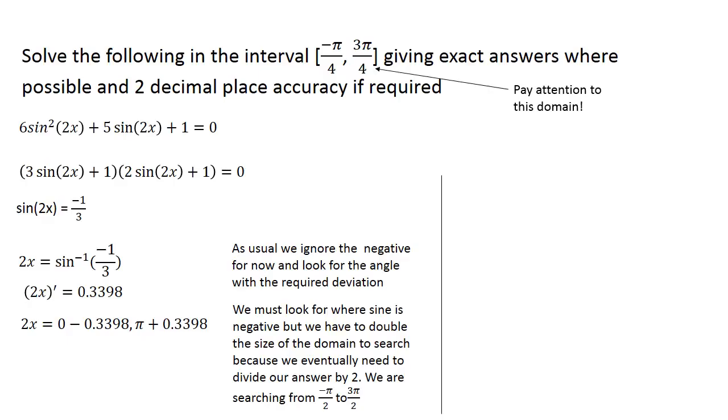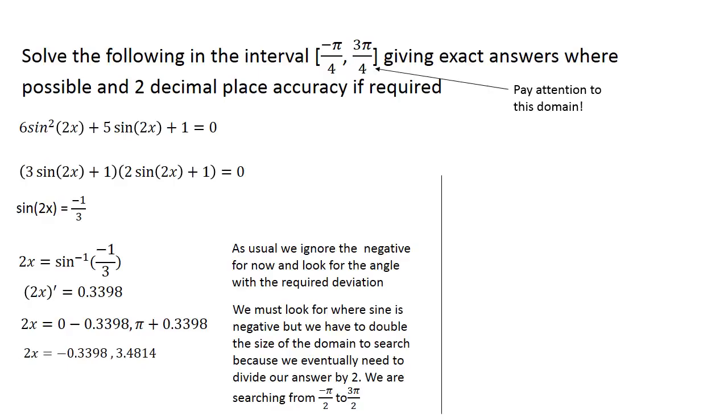And our second angle, we're going to rotate in the normal anti-clockwise direction. So we're going to start at 0. We're going to go in our anti-clockwise direction for a positive rotation. So remember, we're trying to get to quadrant 3 now. So it's going to be pi plus that deviation of 0.3398. So there are your two values of 2x.